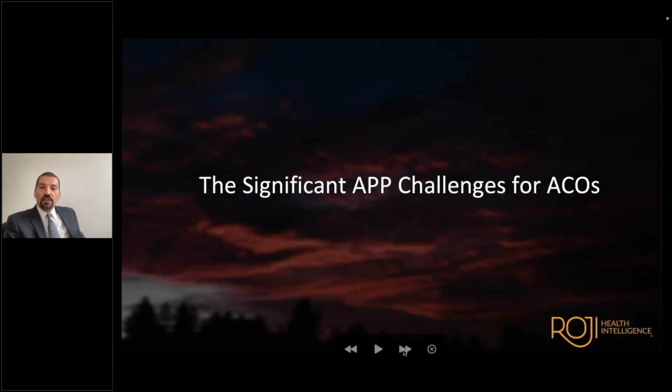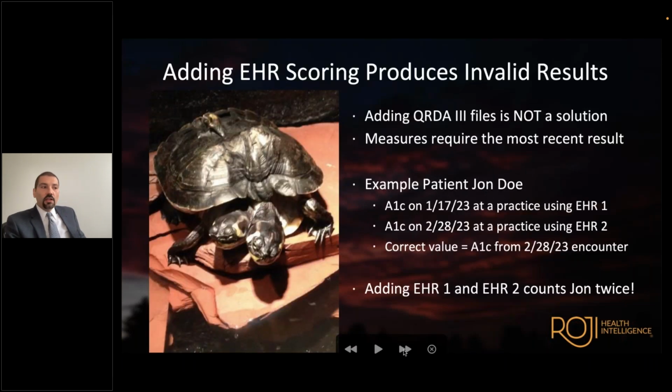So there are a couple of significant APP challenges for ACOs. The first is that your initial thought may be, well, you can just take the scoring files, the QRDA 3 files together for each of your EHR installations and come up with the right metrics for CMS. But that does not work. It produces invalid numerator and denominator calculations. So let's look at an example patient. Patient John Doe had an A1C done today at a practice using, we'll just call it, EHR1.